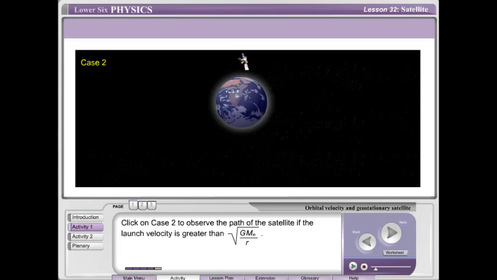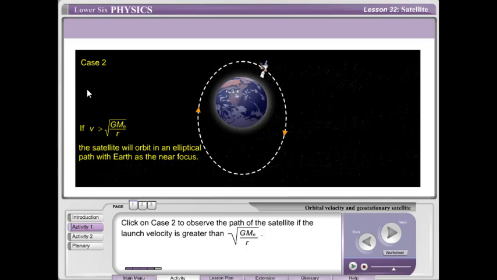Click on Case 2 to observe the path of the satellite if the launch velocity is greater than square root of G Me over r. If v is greater than square root of G Me over r, the satellite will orbit in an elliptical path with Earth as the near focus.